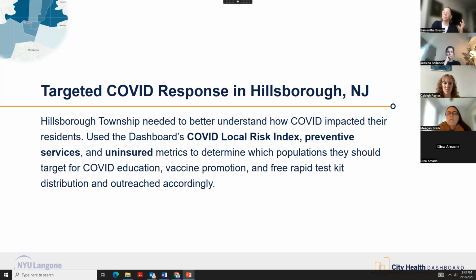And so they kind of came to the site, saw where the need was, saw who was vulnerable, and then outreached accordingly in various apartment complexes in those specific neighborhoods for all of this COVID outreach or this COVID response. So that's one use case.